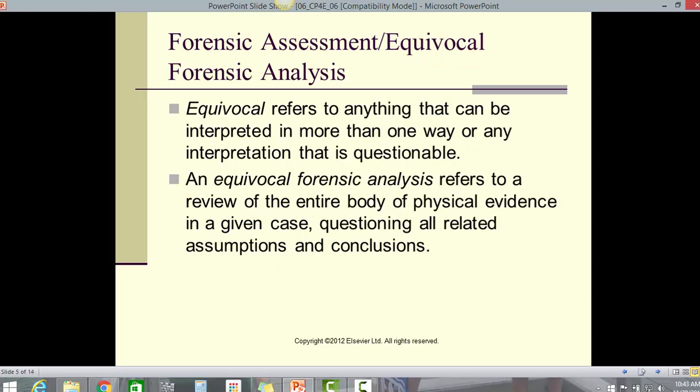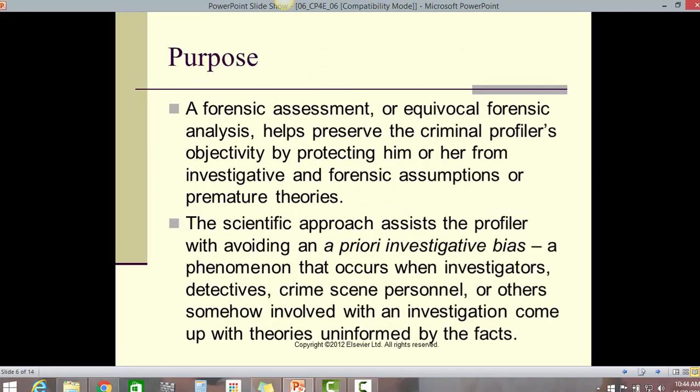Forensic assessment, equivocal forensic analysis. Equivocal refers to anything that can be interpreted in more than one way or any interpretation that is questionable. An equivocal forensic analysis refers to a review of the entire body of physical evidence in a given case, questioning all related assumptions and conclusions.